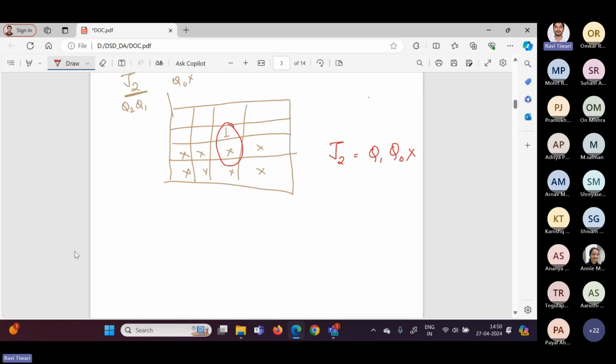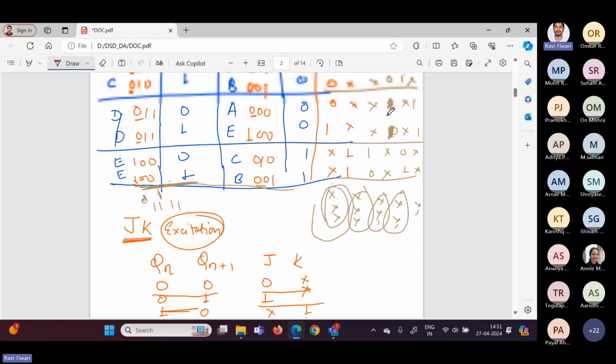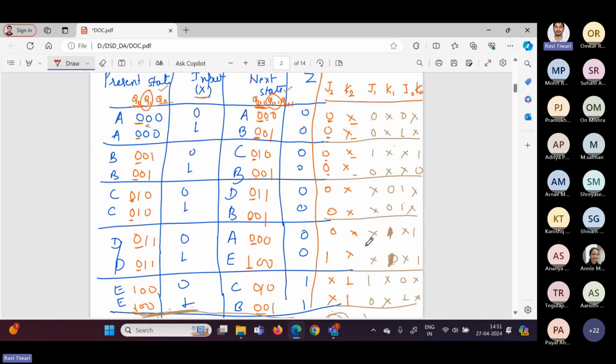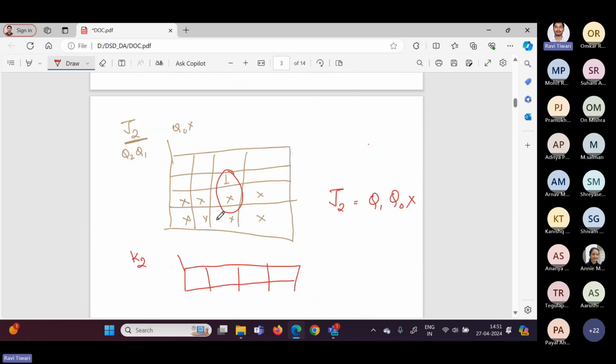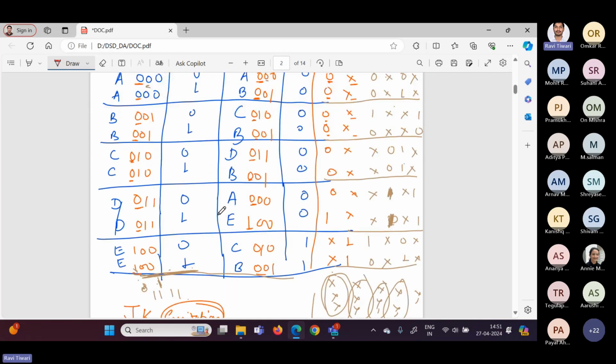Now similarly, I will draw for K2. For K2 also we require a 4 variable K map like this. And here you see from here to here all are don't care. That means till 7 is don't care. So I'm drawing it directly. Till 7 is don't care. So don't care, don't care, don't care, don't care. Till 7, that means the top most row is filled with the don't care condition.